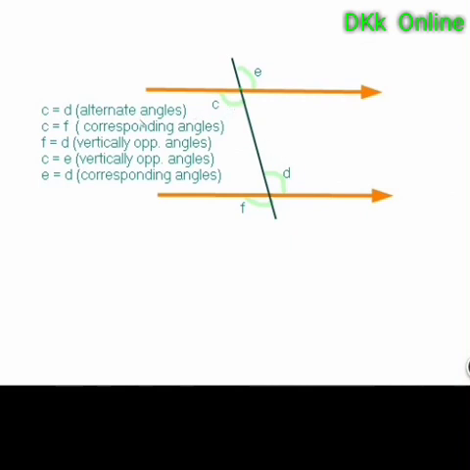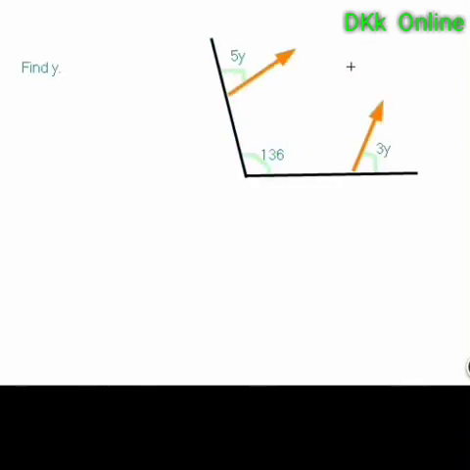So C is equal to D by alternate angles. C is equal to F by corresponding angles. F is equal to D by vertically opposite angles, and F is equal to E by vertically opposite angles. E is equal to D by corresponding angles. So these are the angles we are going to see whenever we are given parallel lines.